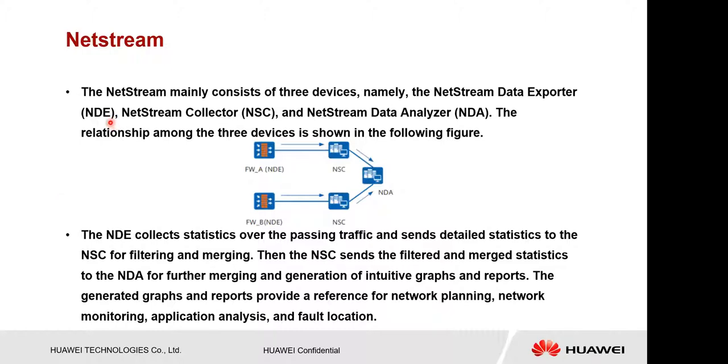NetStream consists of three devices. We have the data exporter, the collector, and the data analyzer: NDE, NSC, and NDA. Basically, the figure below shows the NDE, NSC, and NDA. The NDE will collect the statistics over the passing traffic. So whatever traffic passes through this firewall or any other devices, it will collect the statistics, and it will send the detailed statistics to the NSC for filtering and merging. Then the collector, the NSC, will send the filtered and merged statistics to the NDA, the data analyzer, for further merging and generation of intuitive graphs and reports. The generated graphs and reports will provide a reference basically for network planning, network monitoring, application analysis, or maybe fault location in the network.